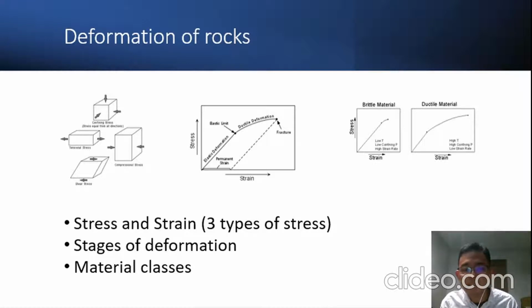And for the classes of material, we can divide into two, which are brittle material and ductile material. Based on the observation, we see that the brittle material has a small to large region of elastic behavior, but a very small region of ductile behavior before it reaches the fracture part. While for ductile material, we can see there's a very small region of elastic behavior, but a very large region of ductile behavior before it reaches the fracture part.